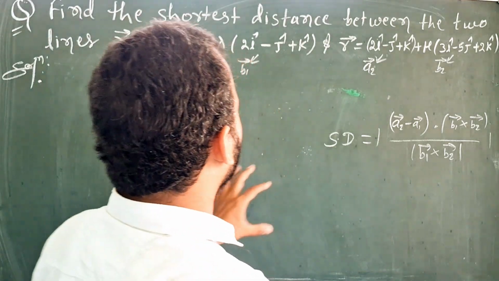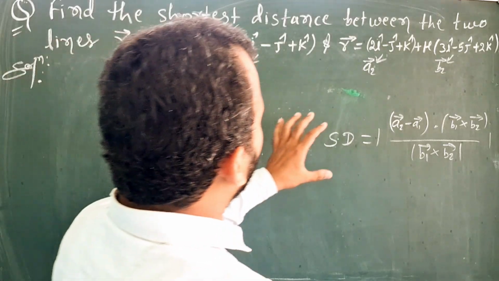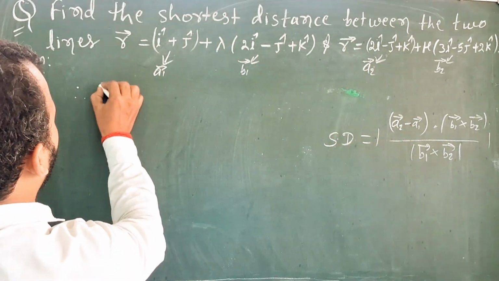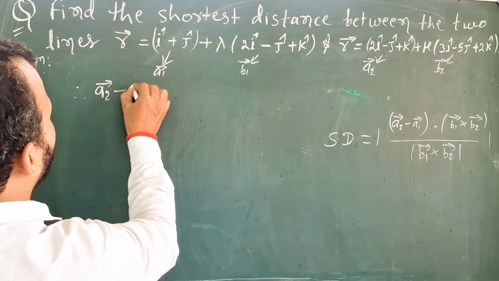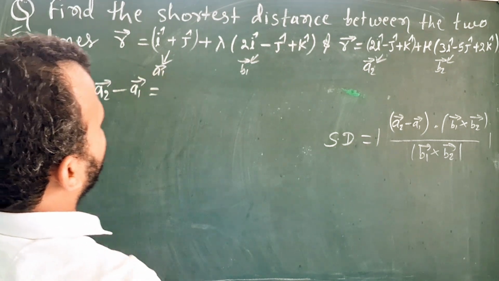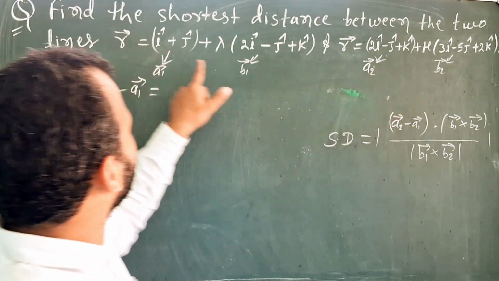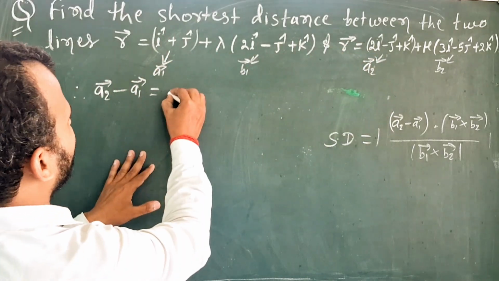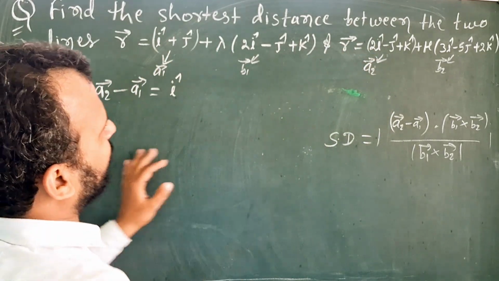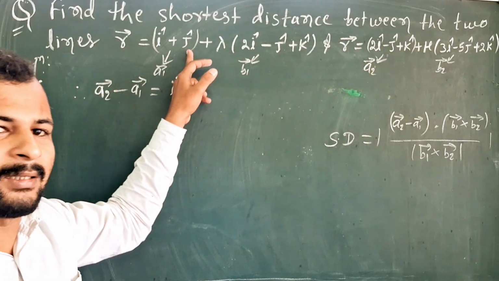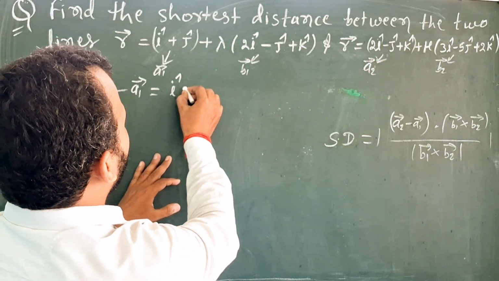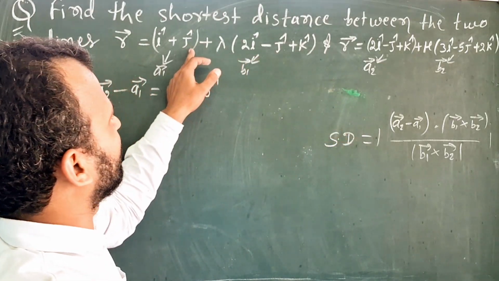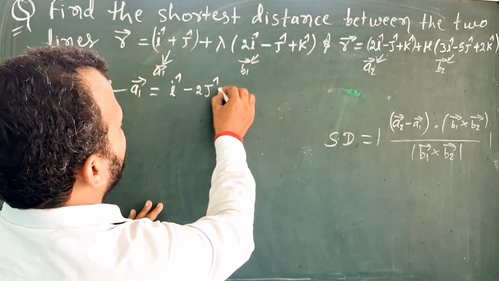So first we should find a2 vector minus a1 vector. How can we find it? Subtract a1 vector from a2 vector, then we get 2 i cap minus i cap, we get i cap; minus j cap minus j cap, what will we get? Minus 2 j cap; and k cap minus 0 k cap, means k cap only.